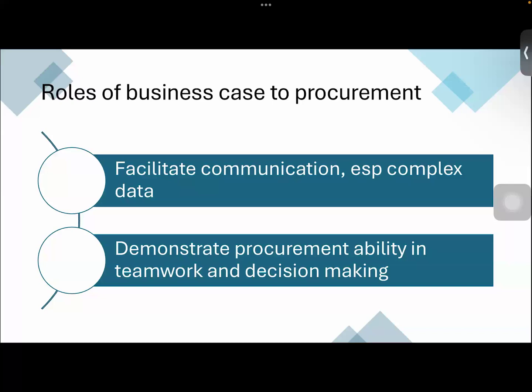Second, the business case would demonstrate the procurement ability in researching, in solving the problem, and improve the procurement position within the organization. It shows the proactiveness of procurement and the ability to make decisions. So you see that if you do it well, then the business case may improve your position and your advancement within the organization. However, for the purpose of the exam, we need to look at different questions that may appear here.